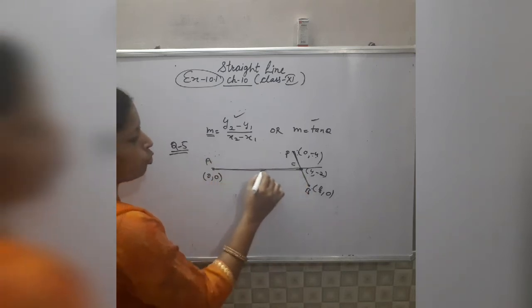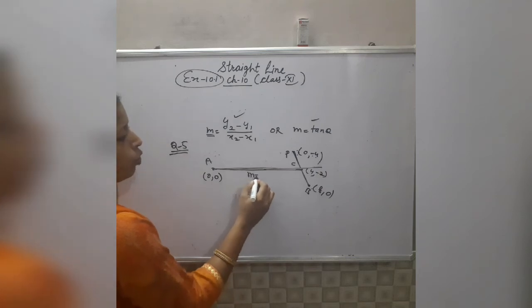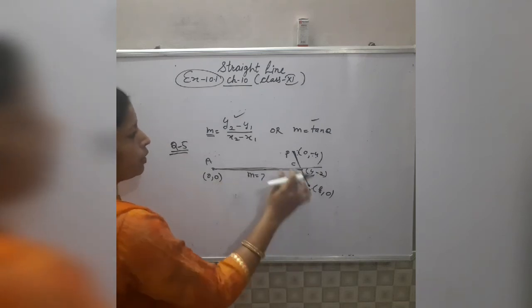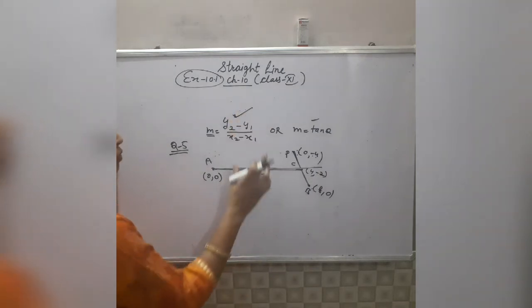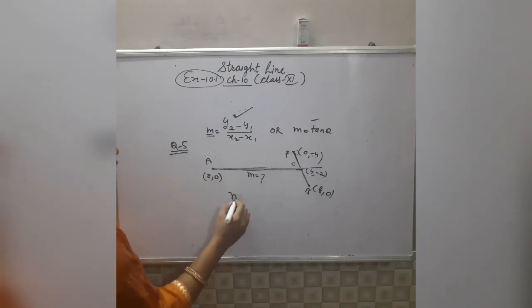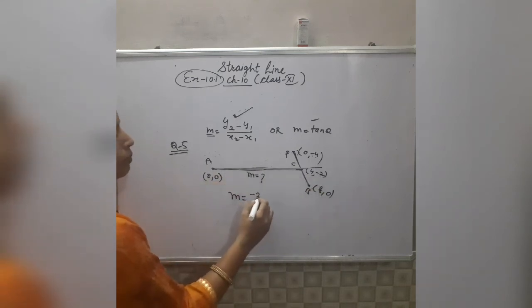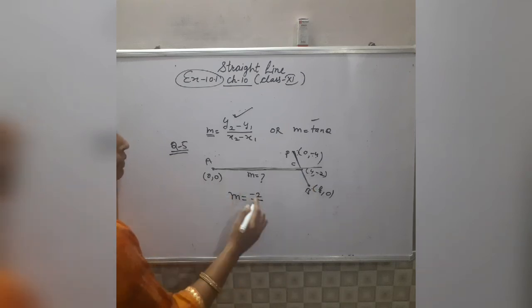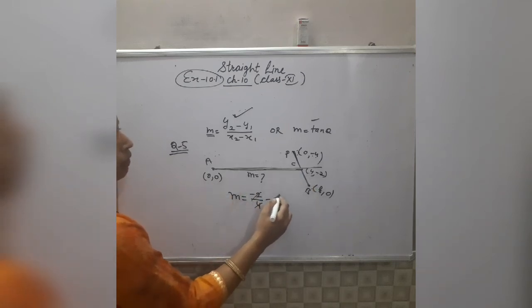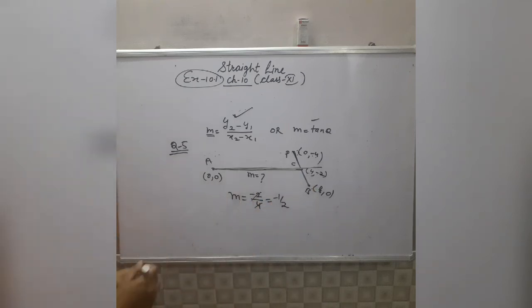Now we have to find the slope of this line. Now we know 2 points of this line, so by using the first formula, we will find the value of slope. So m is equal to y2 minus y1, that is -2 minus 0, which becomes -2, divided by x2 minus x1, which is 4. So the slope will be -1/2. Slope may be negative, it may be positive, it may be 0, it may go up to infinity. So this is the value of slope. So this is question number 5. Next, question number 6.